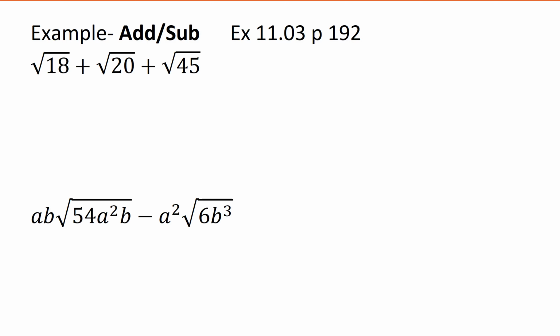Okay, so let's try and simplify these a little bit further. 18, how are we going to do those ones? What's the first step we're going to do? Simplify all 3 first. So that's going to be 9 times 2, so that's going to be 3 root 2. Is that right? What's the next one then? 2 root 5. And 3 root 5.